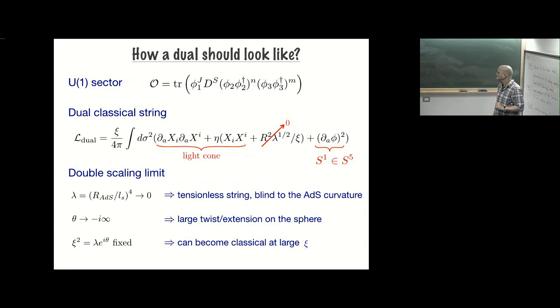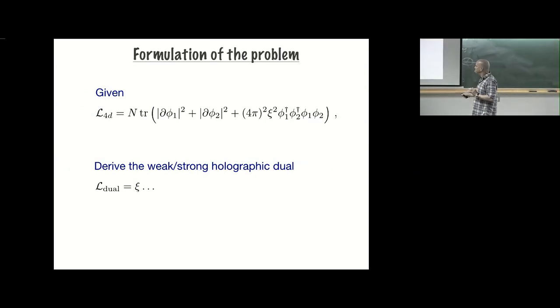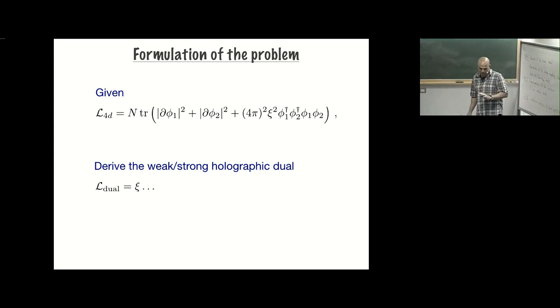Okay, so now let's formulate the problem. Here is the action, and what we want to derive is a strong coupling description of it. Classical description means that the dual action should have the 't Hooft coupling in front: 1 over h bar is the 't Hooft coupling. So when we take it to be large, we have to solve it only classically. That will be the aim of the talk today.